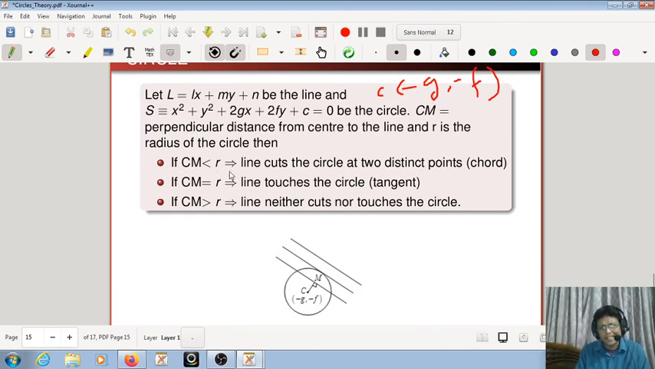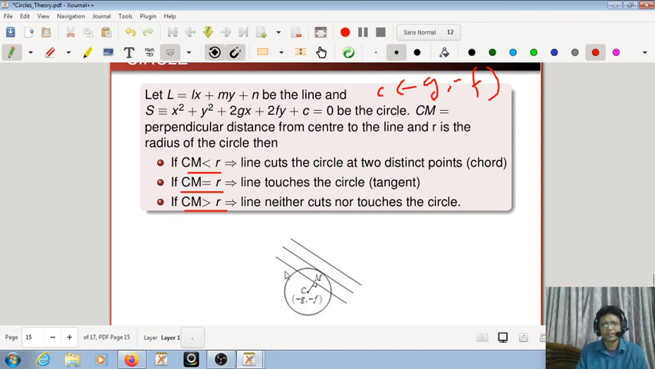So these are the three possibilities for the straight line. If CM is less than R, look at the condition, the line cuts the circle at two distinct points. In that case, this is called the chord. If CM equals R, then the line touches the circle. This is called the tangent. And if CM is greater than R, it neither cuts nor touches the circle. This is an imaginary tangent actually. So these are the three possible cases. And what is CM? CM is the perpendicular distance from the center to the line, and R is the radius of the circle.